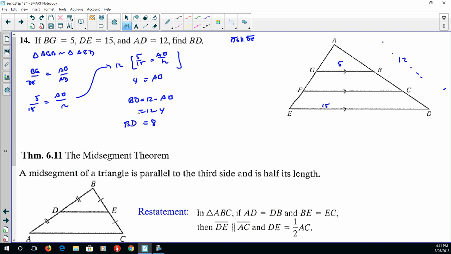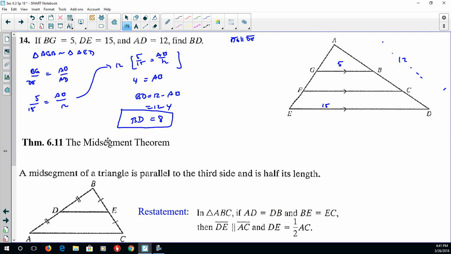Okay, let's do another theorem here. This is the mid-segment theorem, or midline theorem as it is sometimes called. It says a mid-segment of a triangle is parallel to the third side and half its length.